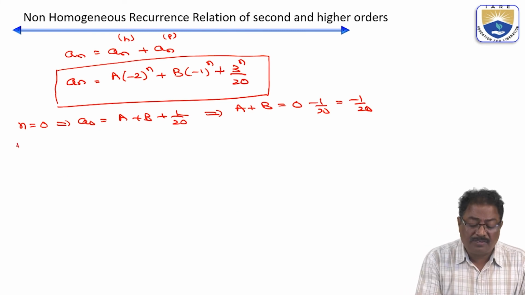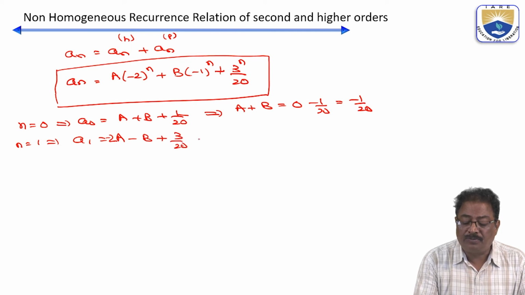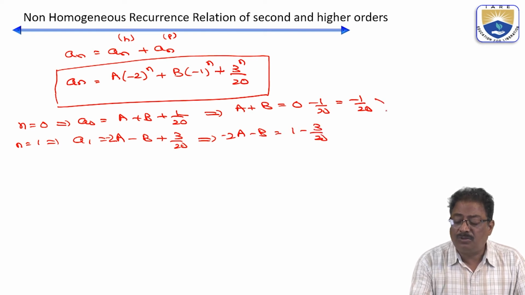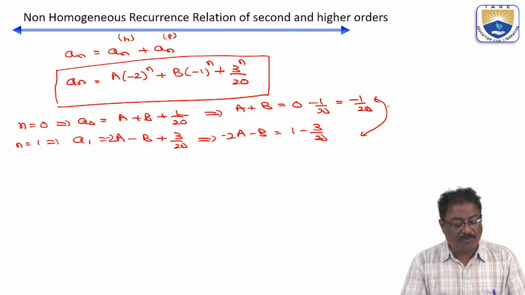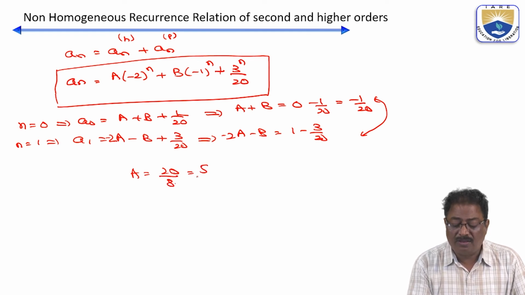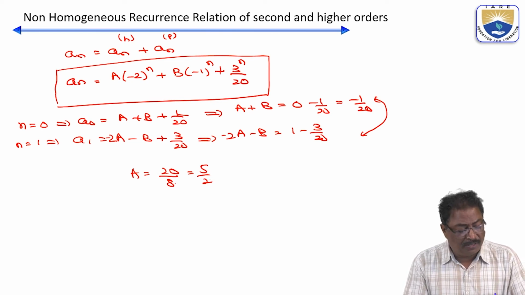Then similarly, if I substitute n equals 1, what am I going to get? A1 equals minus 2a minus b plus 3 by 20. So 1 equals minus 2a minus b plus 3 by 20, that is minus 2a minus b equals 1 minus 3 by 20. So these are the two equations I am getting. If we solve these two equations, finally we are going to get a, and the corresponding b values also we are going to get from this expression.